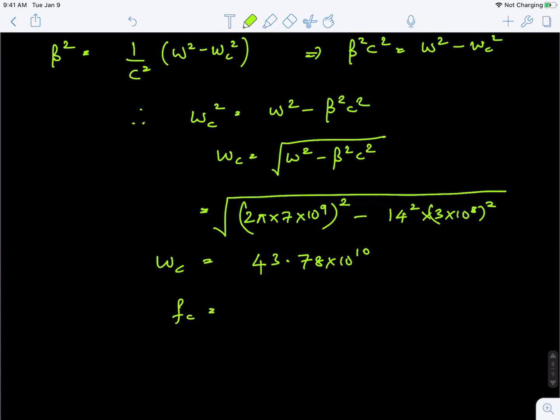So fc is equal to 43.78 × 10^10 divided by 2π, which is equal to 6.968 gigahertz. That's it. Thank you.